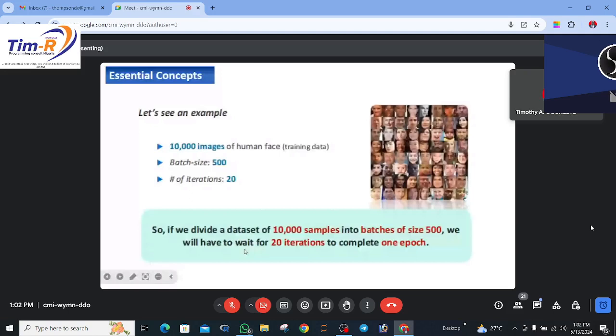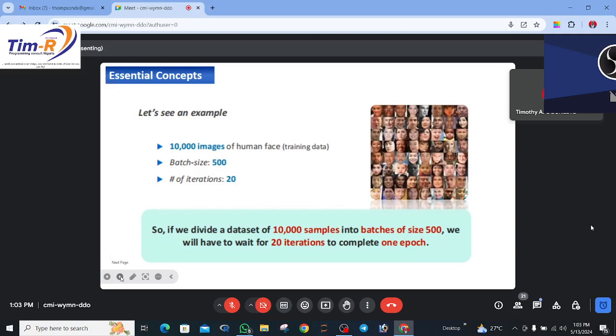So if 500 divides 10,000 and we have 20, that's 20 iterations. That means for it to complete one epoch, it has to take 20 iterations before all the images have been fed into the artificial neural network. 20 iterations, and which might take time, maybe due to the complexity of the data itself.